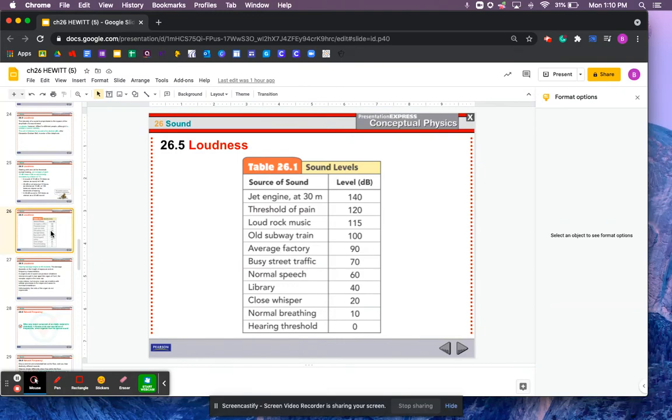And here you can just kind of see the decibels. A hearing threshold is 0, right? Normal breathing is about 10 decibels. A whisper is about 20. In a library, it's kind of quiet, so it's about 40. Normal speech, like right now, I'm talking about 60 decibels. If you go outside for street traffic, you're looking at 70. But then look at a jet engine when it takes off, you're looking at 140 decibels.